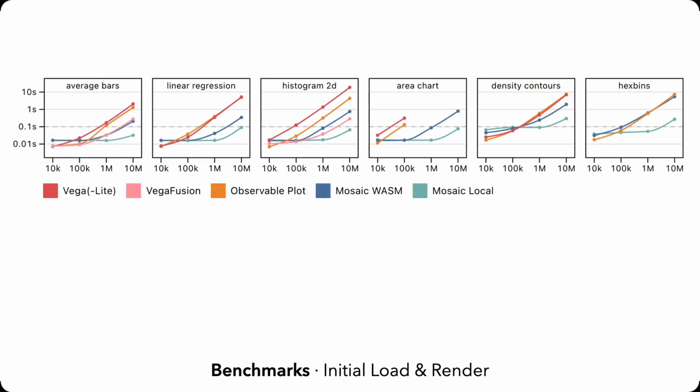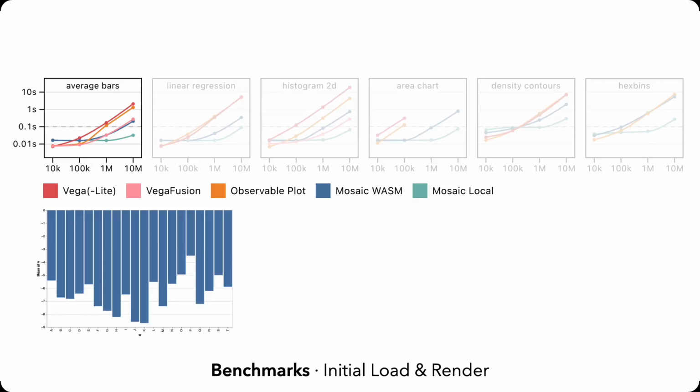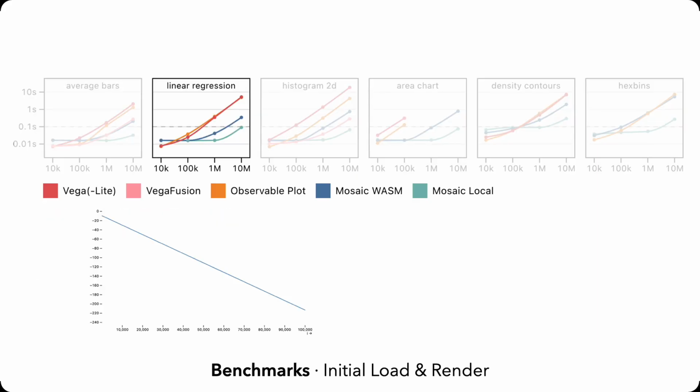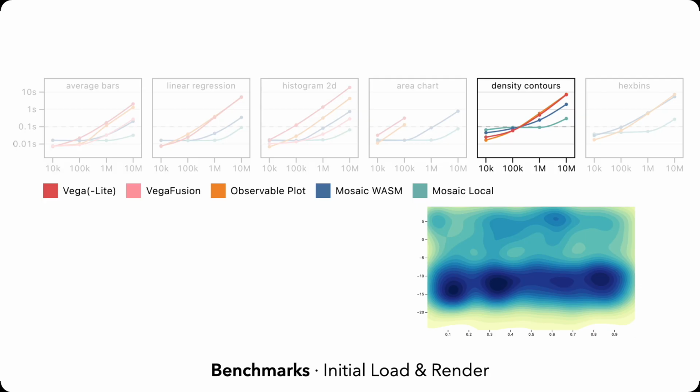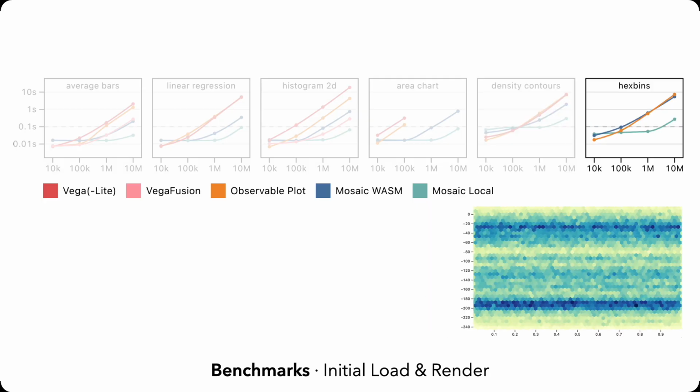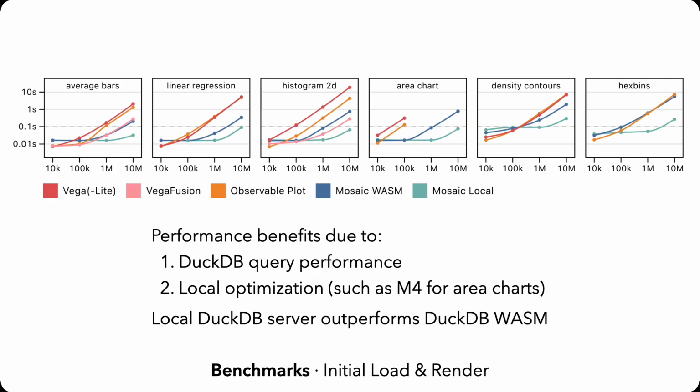To evaluate scalability, we conducted performance benchmarks, comparing Mosaic variants to Vega, Vega Fusion, and Observable Plot. Mosaic provides order of magnitude improvements for the initial rendering of aggregated bars, linear regression plots, two-dimensional histograms, and area charts. Other tools fail to render area charts with millions of points. Mosaic also provides superior performance for density contours and hexagonal bins. These performance improvements for static visualizations arise primarily from the use of DuckDB as well as local optimizations. The local DuckDB server outperforms WebAssembly thanks to higher parallelism.